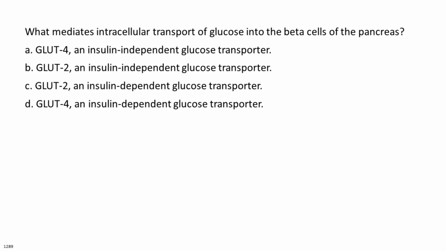What mediates intracellular transport of glucose into the beta cells of the pancreas? A. GLUT4, an insulin-independent glucose transporter. B. GLUT2, an insulin-independent glucose transporter. C. GLUT2, an insulin-dependent glucose transporter. D. GLUT4, an insulin-dependent glucose transporter.